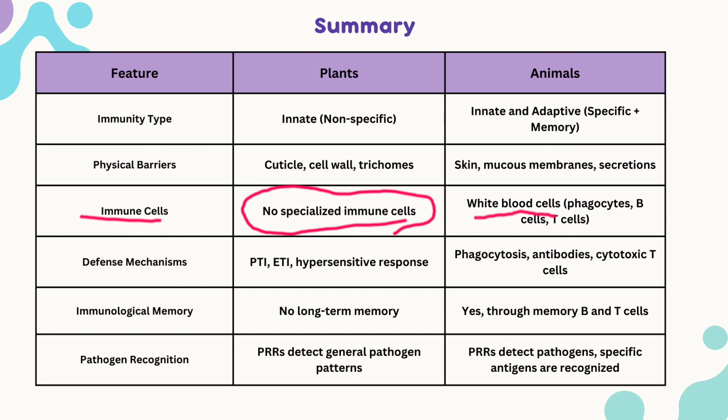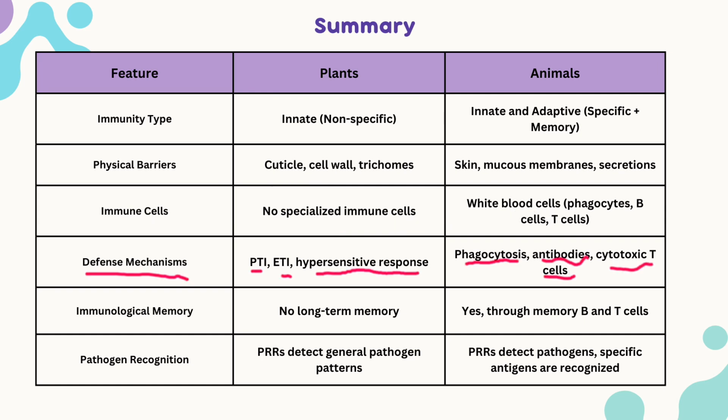The next is immune cells. In plants there are no specialized immune cells, while in animals there are white blood cells, phagocytes, B cells, and T cells. The next is defense mechanism. In plants there are PTI, ETI, and the hypersensitive response, while in animals there are phagocytosis, antibodies, and cytotoxic T cells, which help them defend themselves from predators. An example of them is the pathogens. So we are done now with defense mechanism.